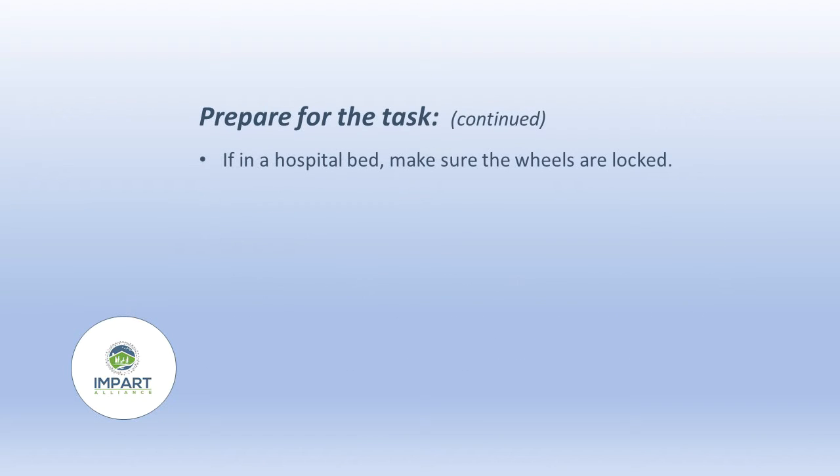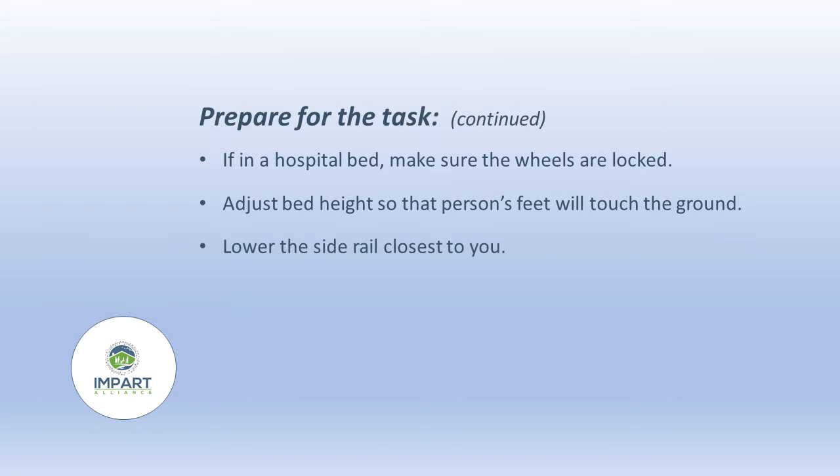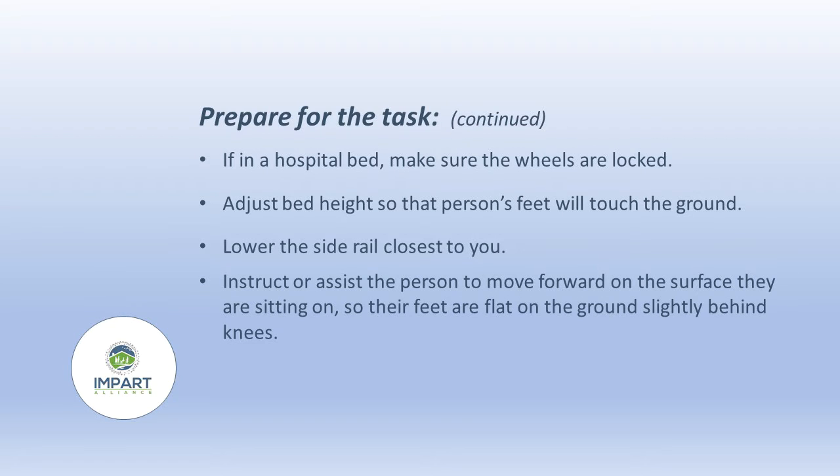If the person is using a hospital bed, make sure the wheels are locked. Lower the bed height so that the person's feet will touch the ground. Lower the side rail closest to you. Instruct or assist the person to move forward on the bed surface they are sitting on so that feet are flat on the ground, slightly behind the knees.